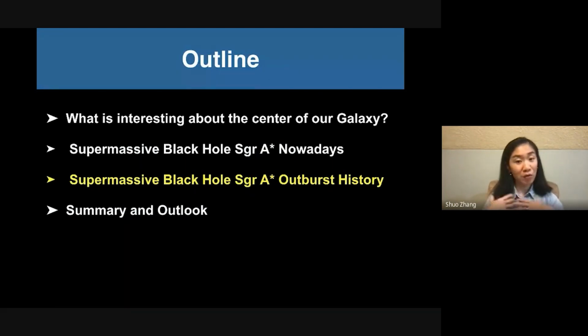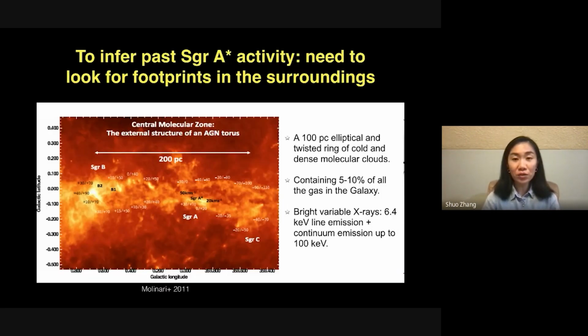Okay, so I have a couple of minutes left. I'm hoping to wrap up within 5 minutes. I'll just use a couple of slides to show you how we can infer what Sagittarius A* was doing in the past. Now, in order to tell people what Sagittarius A* was doing 100 years ago, 500 years ago, or thousands of years ago, of course on top of 26,000 years, we cannot point our telescope at Sagittarius A* itself, but we need to zoom out to look at the surroundings of Sagittarius A*, which can hopefully carry some footprints of past activities of Sagittarius A*.